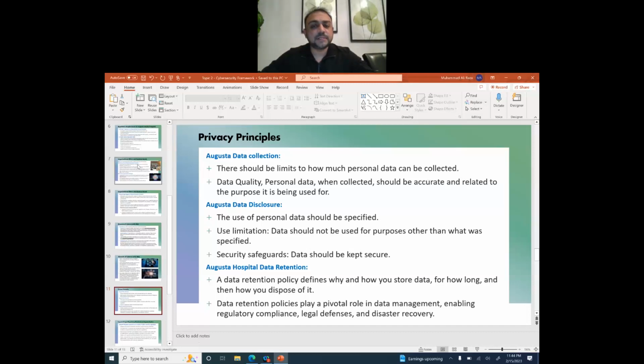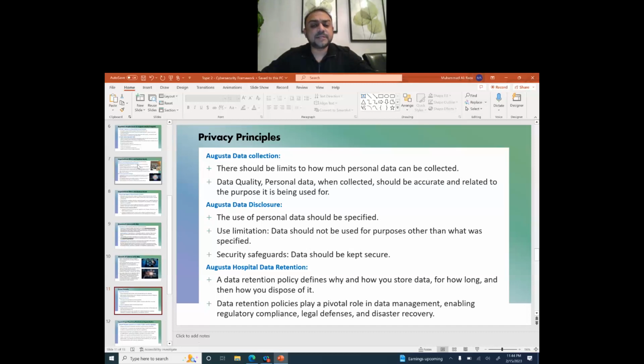And the disclosure: definitely the use of the personal data from the customer should be specified, and the customer should be aware of that, and even us, of what the disclosure would be. And on use limitation, data should not be used for any purpose other than that specified, and the data should be secure. So that comes under disclosure.